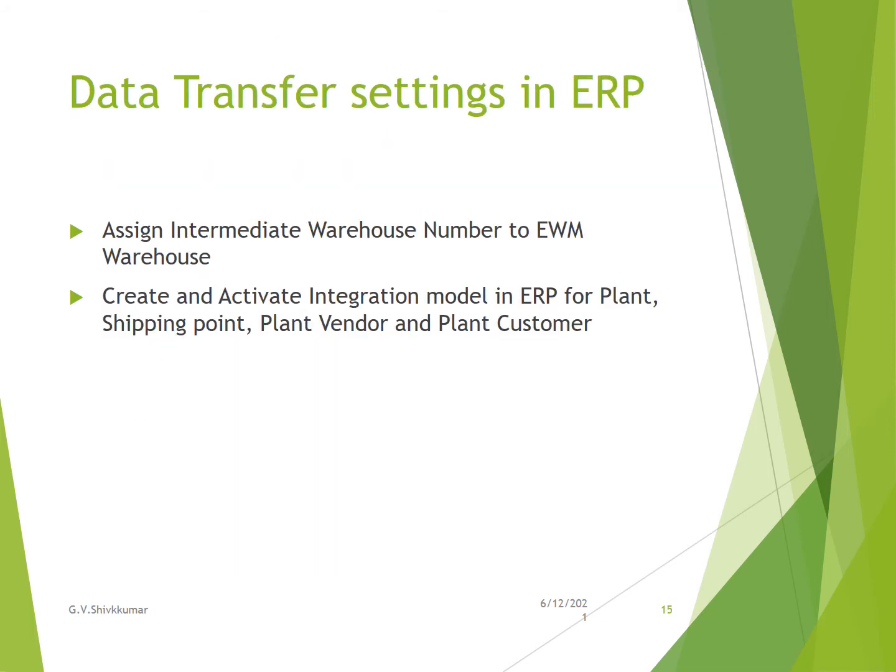Now the data transfer settings in ERP. Here, assigning the intermediate warehouse number to the EWM warehouse number. Intermediate is the ECC warehouse number. Create and activate the integration model in ERP for plant, shipping point, plant vendor, and plant customer. I already told about plant and shipping point, and then we have the master data, that is vendor and customer. In EWM, this vendor and the customer can be created as a business partner.